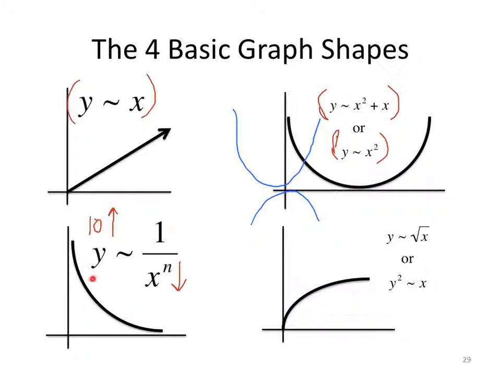But these are inversely proportional to each other. So as y goes up, x goes down. As x goes up, y goes down. And the graph tells that right here. The less x is, the greater y is. As x increases, y gets less and less and less. So we call that an inversely proportional graph, or an inverse relationship, or an inverse proportionality.